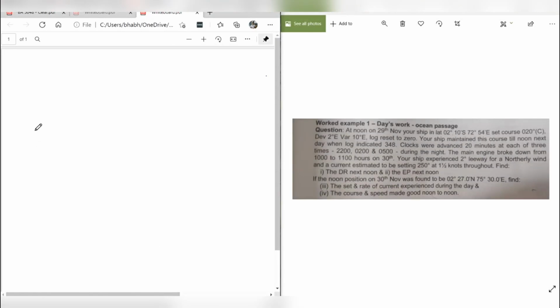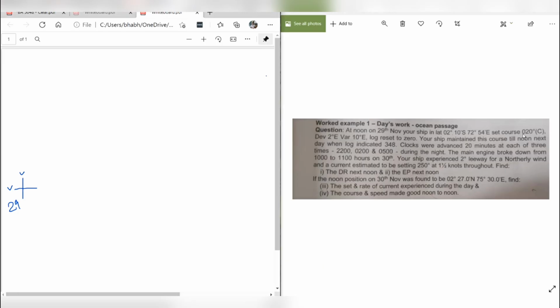So they have given us a known position on 29th. So let's say this is the 29th position given to us. Latitude and longitude is given. So we have this 29th position. The course is 020. So I will tell you about the DR. Okay, I'll confirm it to you whether leeway has to be applied or not. So how to find out the estimated position?